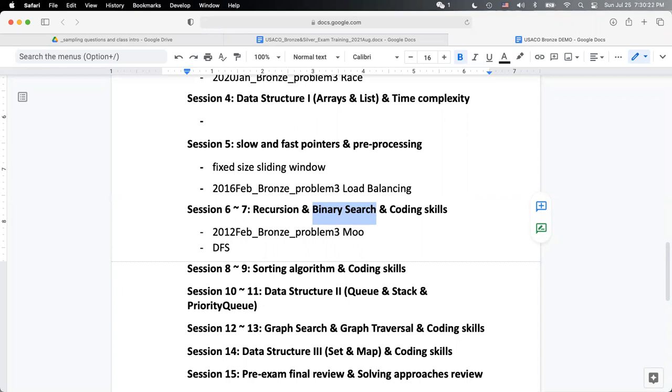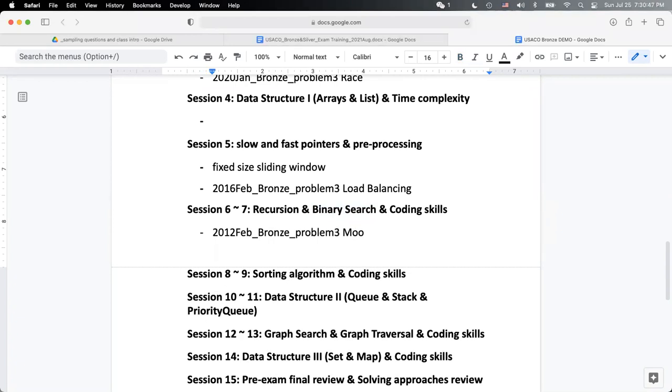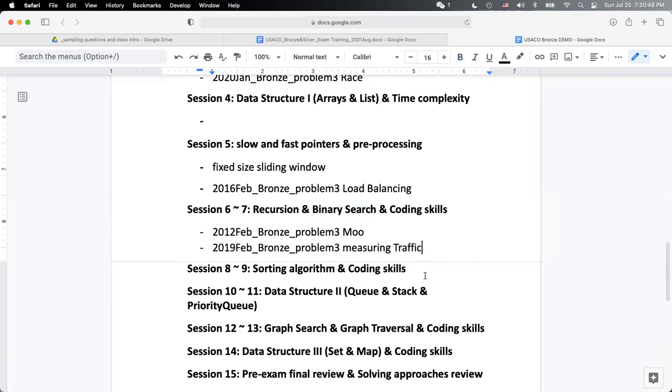So if you want to have an idea at the question level, I can offer you this use case. Offline, you can take a look. So this one, what do I put here? There you go, here it is. So 2019, problem 3, measuring traffic. This is a typical starting big approach, right?